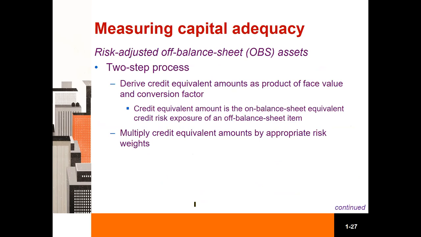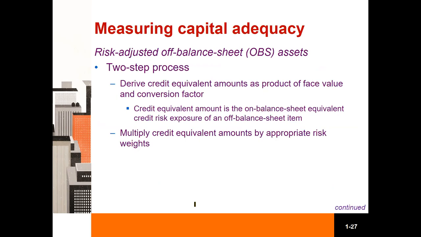Now, to estimate the credit risk exposure for a depository institution's off-balance sheet activities, we undertake a two-step process. First, the notional amount of the transaction must be converted into an on-balance sheet equivalent called a credit equivalent amount, CEA. The CEA is determined by multiplying the notional amount by a credit conversion factor, which is specified by APRA in APS 112 in Australia.